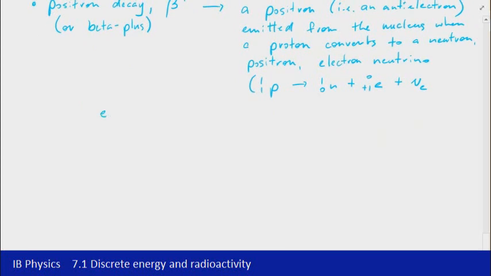An example of positron decay is carbon 11. So carbon 11 would emit a positron, and as a result we're left with boron 11. So again, the mass number doesn't change, but the atomic number does, plus that neutrino, the electron neutrino.